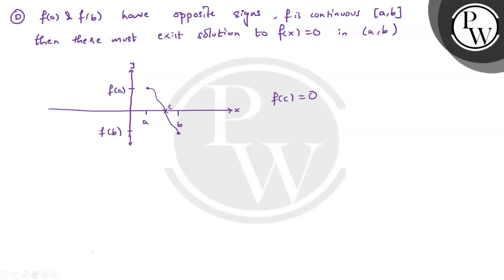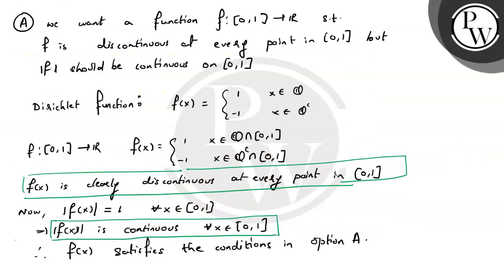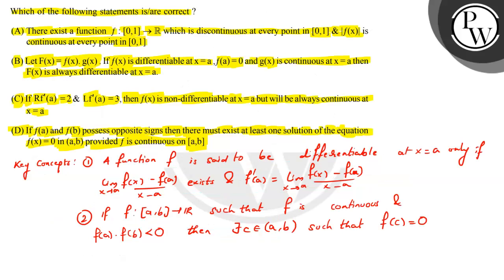Let's now check the options. Among the options, option A says there exists a function which is discontinuous at every point, but mod of f(x) is continuous at every point in the closed interval 0 to 1. So option A is correct. Option B is also correct.